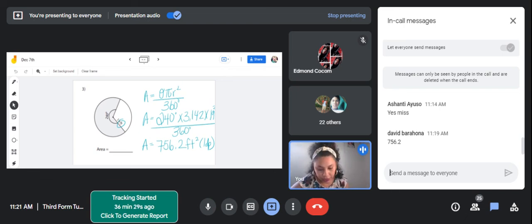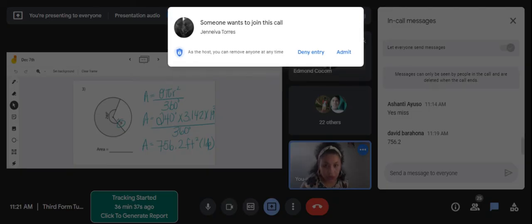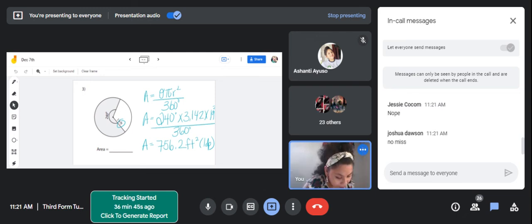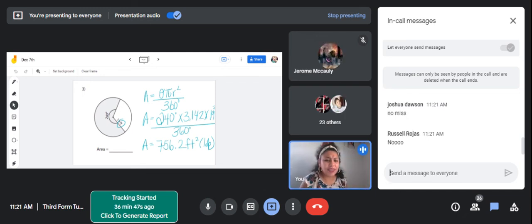So anybody has any questions? No questions, guys? No, miss. So everything is clear with this one? Yes, miss. I think this one was very straightforward to do. Tomorrow, area of a segment, a little bit more difficult. You have to have a scientific calculator tomorrow, guys, because you're going to be using a formula that has a square root.